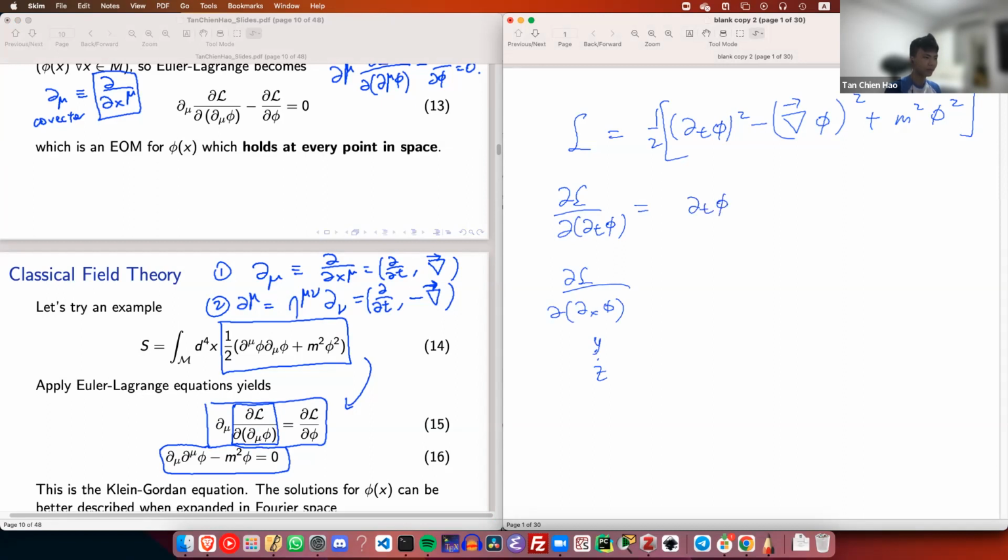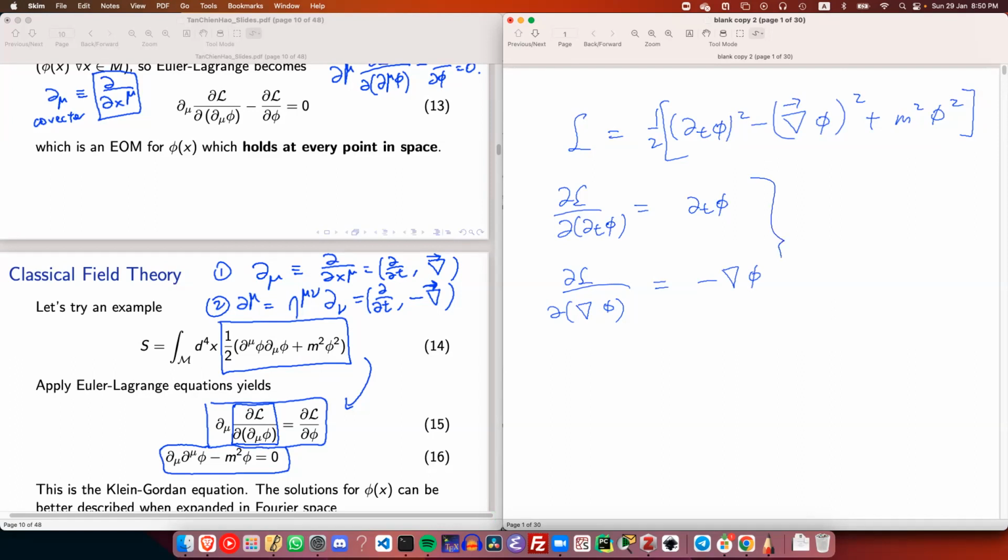And then for the y and z, right? It's actually minus of that, and for the y it is likewise. So what I can deduce is that for the nabla, it's actually minus the gradient of phi. Everyone clear so far? Okay, great.